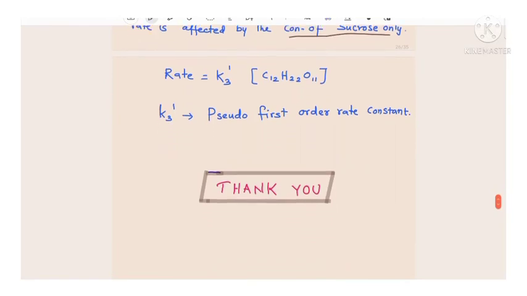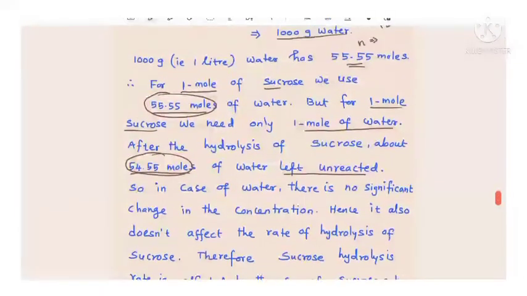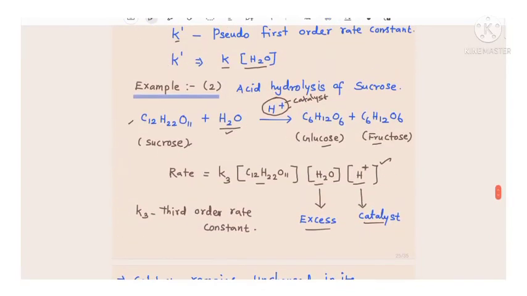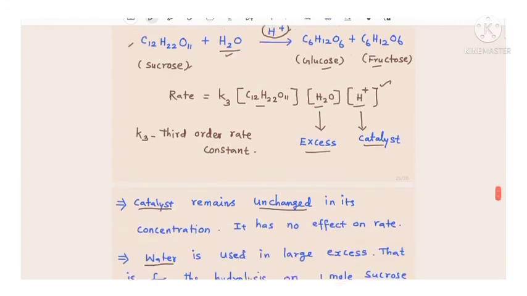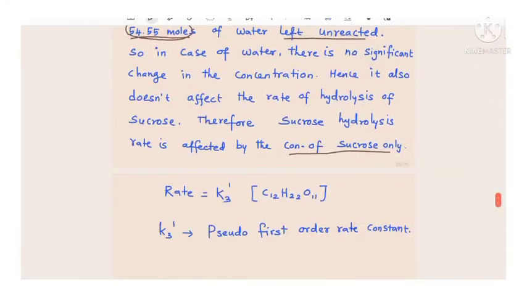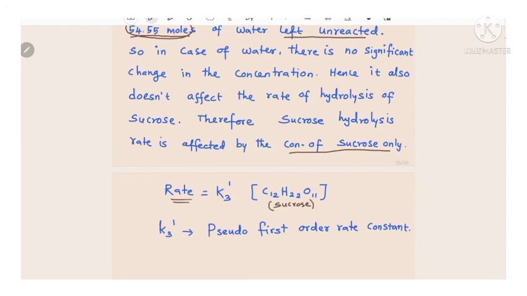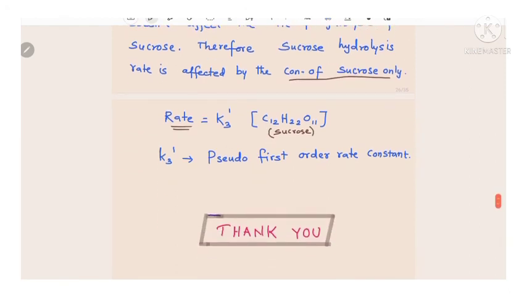Now I write the rate law. Initially I wrote the rate law as rate equal to rate constant K3 into sucrose concentration into water concentration and acid concentration, isn't it? Then water is in excess, with no influence over rate, and acid is a catalyst, with no influence over the rate, so we can have only the concentration of sucrose in the rate formula. So the rate law can be written as rate equal to K3 dash into the concentration of sucrose alone. Which means the rate of this sucrose hydrolysis depends upon the concentration of only one substance, sucrose, so it is a pseudo first order reaction.